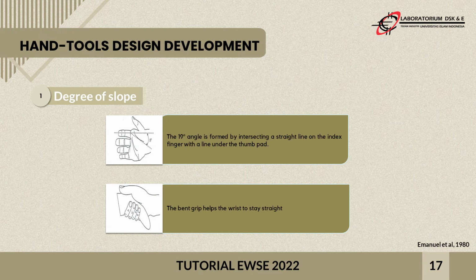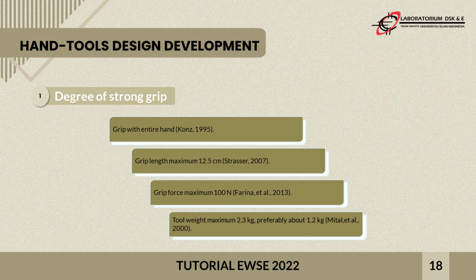First is degree of slope. The angle formed is from the intersection of a straight line on the index finger with a line under the thumb pad. An example of use is when we design a handle. Next is design of strong grip. There are several points here, including first, grip according to palm by Cons 1995. Second is maximum grip length is 12.5 cm. 3. Pressure at maximum grip of 100 Newton. And the last one is the maximum weight of the tool is 2.3 kg.